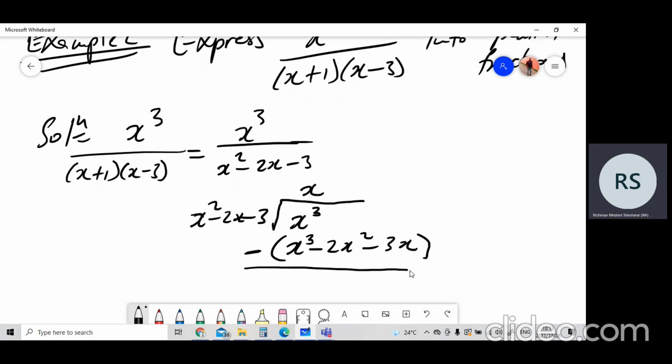And then let's subtract. x to the power of 3 minus x to the power of 3 is 0. We usually put dots in a long division to indicate it's 0. Here we have a 0 term with x squared, so 0 minus minus 2x squared should be positive 2x squared. Then 0 minus minus 3x is plus 3x.